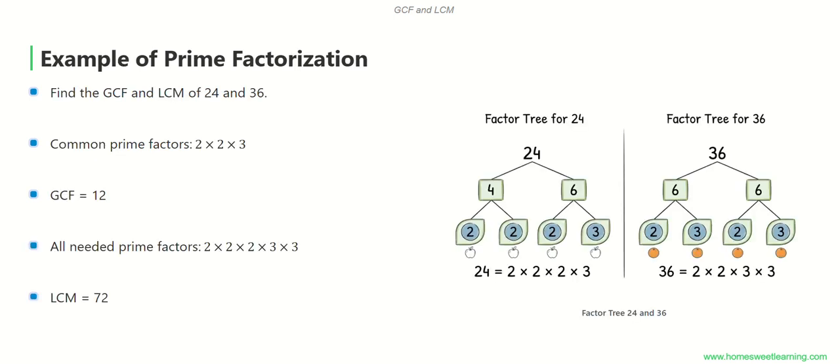Okay, so we break both numbers into primes first. Then we look at what they share, which is two 2s and one 3, so that gives us 12. For LCM, we take everything we need from both numbers, so we include all the 2s and all the 3s. Multiply it all together and we get 72. So same idea, just more structured.